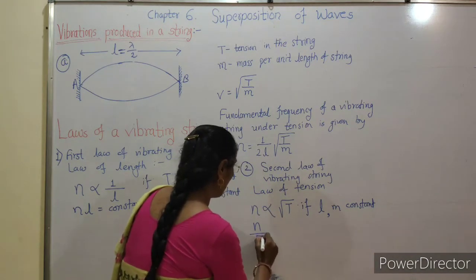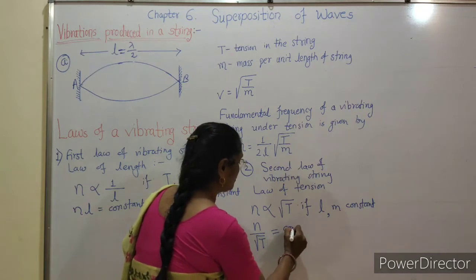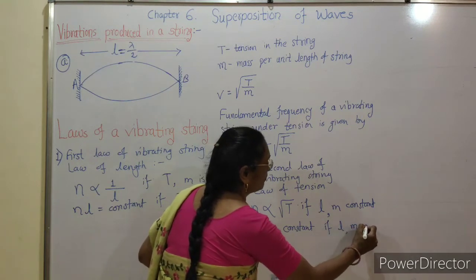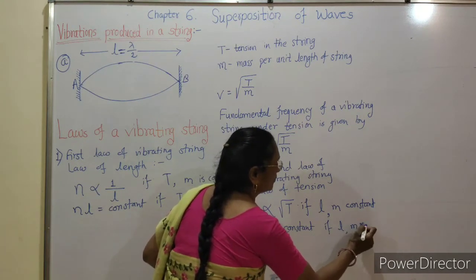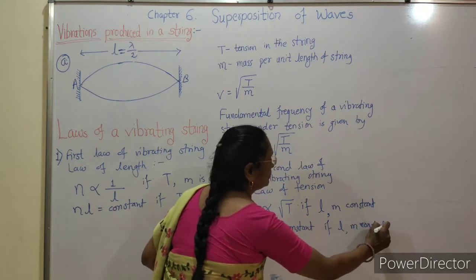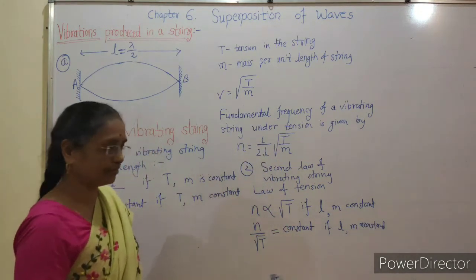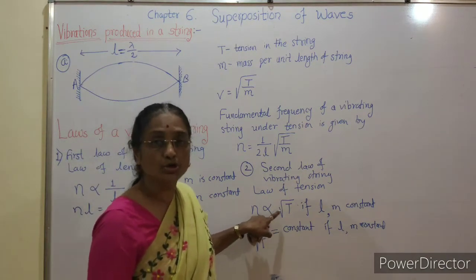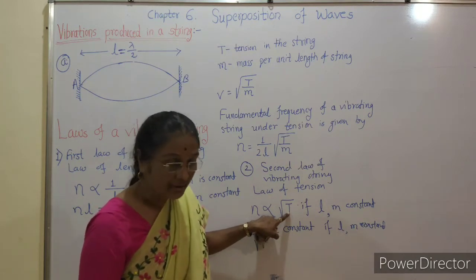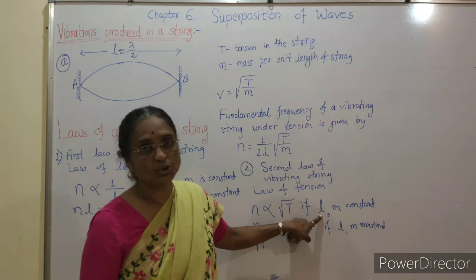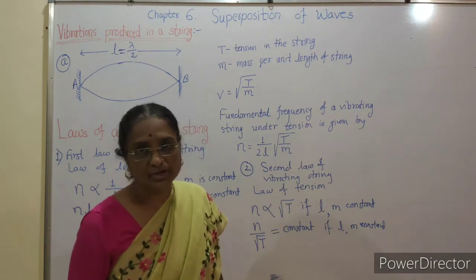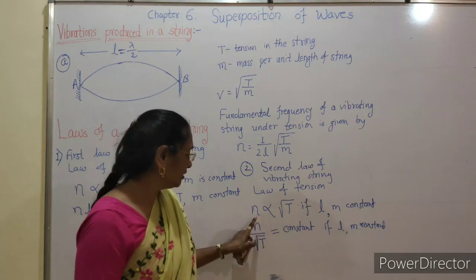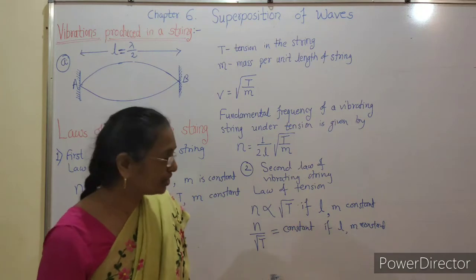It can be written as N upon under root T, this ratio is constant if L and M are constant. So this is the simple statement we make: the frequency of a vibrating string is directly proportional to the square root of tension given to the string if the length of the string is held constant and mass per unit length of string is kept constant, meaning the string is not changed. For a given length, N is directly proportional to square root T.